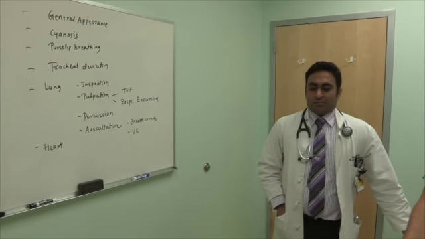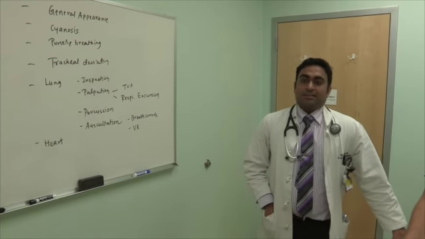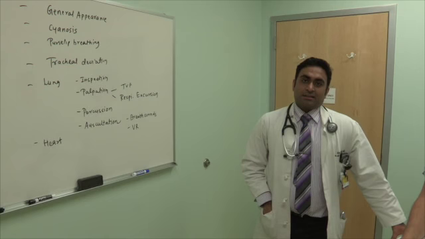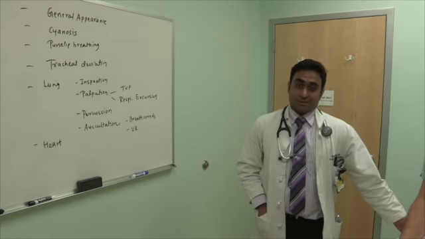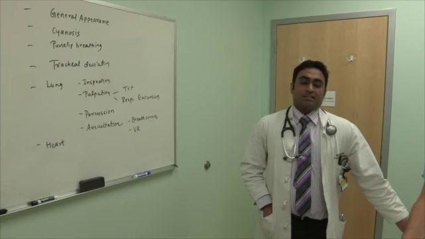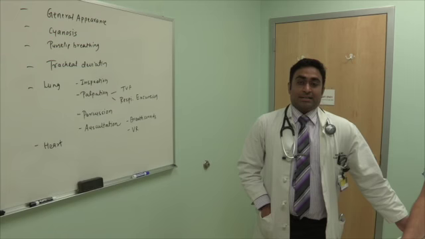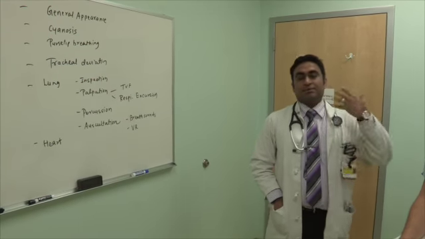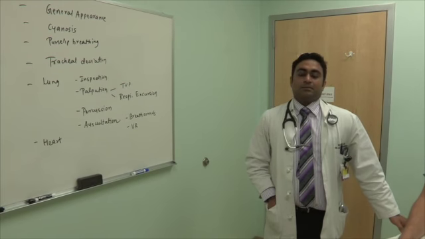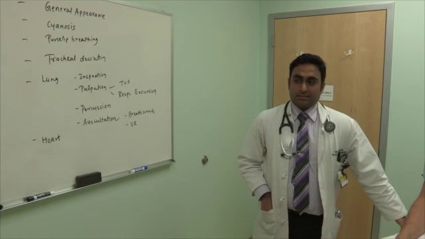The first and foremost thing you can see is the general appearance. Appearance can tell you if the patient is having a significant amount of distress from breathing issues. So what are the signs of respiratory distress? If the patient is using any accessory muscles, that is a sign of respiratory distress. If they are using their neck muscles or their abdominal muscles, that is a sign of respiratory distress.